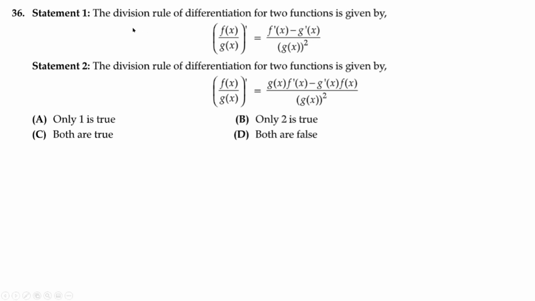Next question, the division rule of differentiation for two functions is given by f of x upon g of x the whole dash equal to f dash of x minus g dash of x upon g of x the whole square. Statement 2, division rule of differentiation for two functions is given by f of x upon g of x is g of x into f dash of x minus g dash of x into f of x upon g of x the whole square. Here this is not true, only this is true. So the correct option is option B.